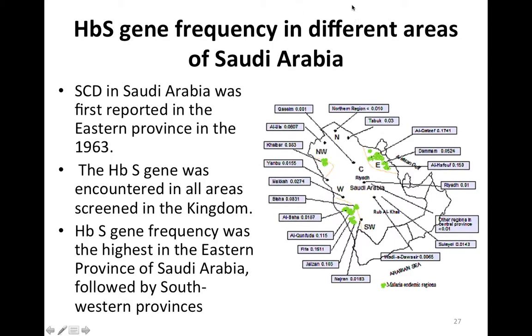The HbS gene frequency in different areas of Saudi Arabia also varies. Even within one part of Saudi, the frequency or the clinical manifestations are entirely different from other parts of Saudi Arabia. The first case was reported in the eastern province in 1963. In Saudi, it was identified only in 1963. The HbS gene was encountered in all areas screened in the kingdom. HbS gene frequency was highest in the eastern province of Saudi Arabia, followed by the southwestern provinces.